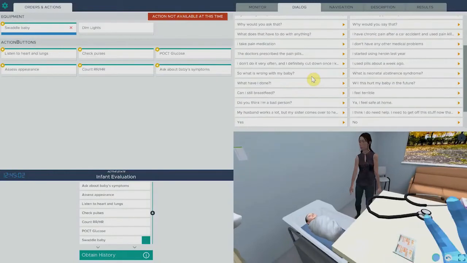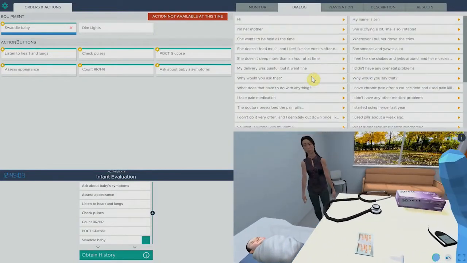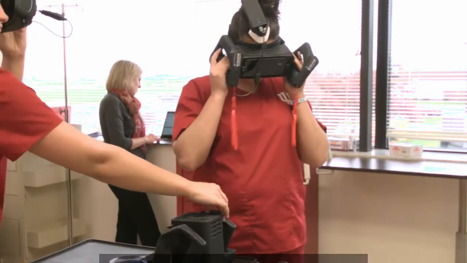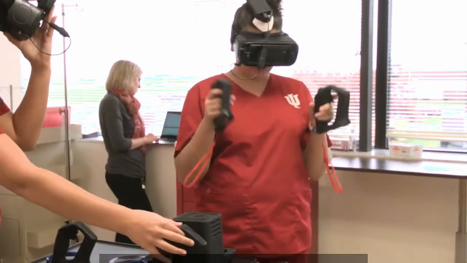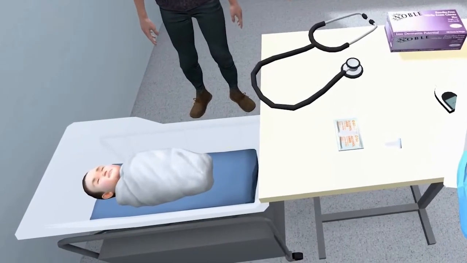I feel terrible. I'm sorry you feel that way. The only part we're concerned about is her fussiness and stuff, so we're just going to have to monitor her through the withdrawal stages and make sure everything stays on track, but as far as we're concerned, she looks like a healthy baby. Well, actual clinical exposure, live clinical exposure is fantastic.